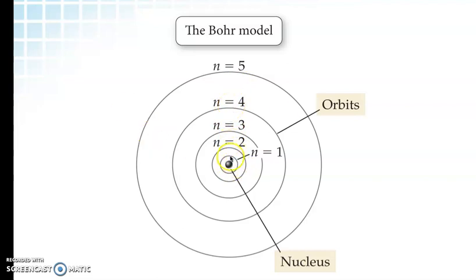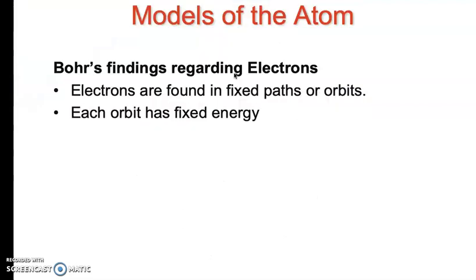Now they're different distances. They're not all the same. Big jump here, small jump here. And they're represented by a little n. N being the first one in, and as you go up, the number increases, and so does the potential energy, as you go from n equals 1 to n equals 5. You're getting further away. So it's like a book on the floor versus a book on a very high shelf. There's more energy. He also proposed that each orbit has fixed energy, just like different shelves in your room. The higher you go, the more energy it has.